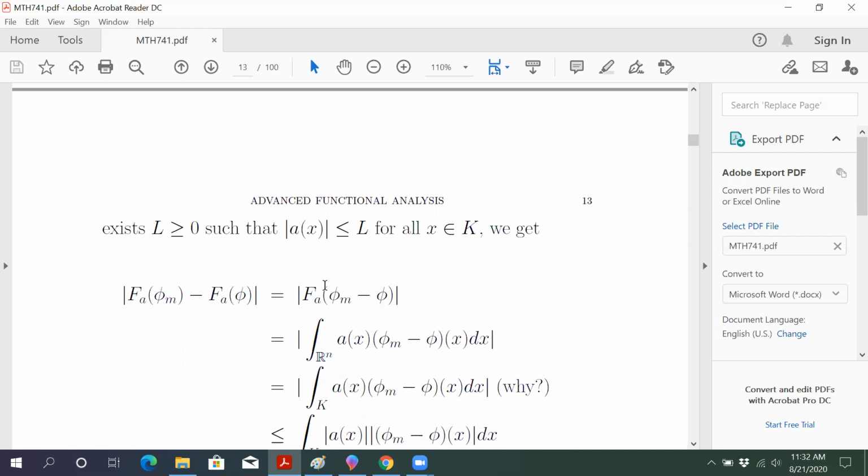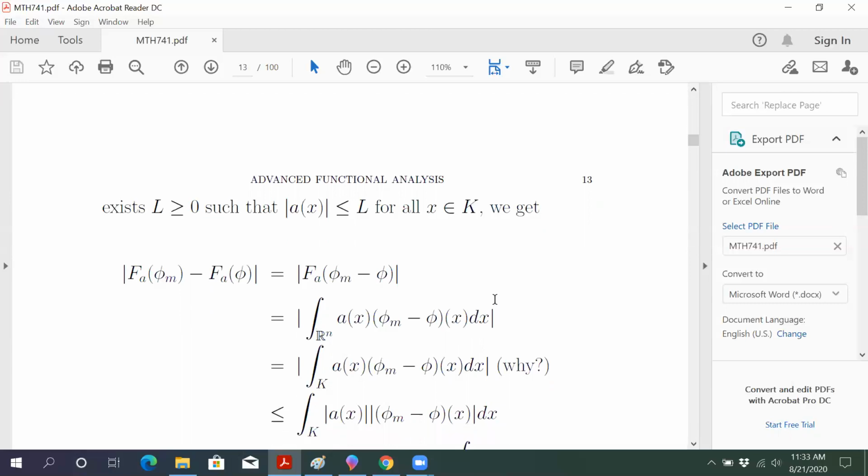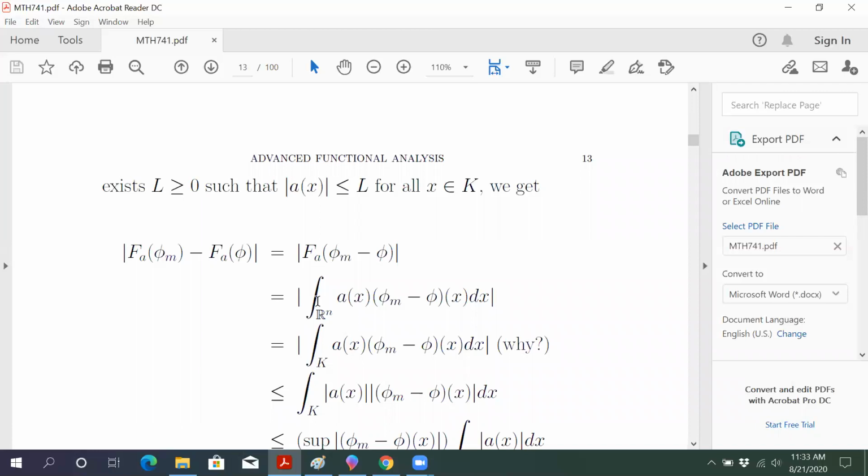Now look at this, the absolute value of F_A(phi_m) minus F_A(phi). Here we are using the linearity of F_A, so this equals the absolute value of F_A(phi_m minus phi), because prior to this we already showed that it's linear. Now, what is the formula of F_A? Integral, because phi_m minus phi is a test function, integral of A(x) times (phi_m minus phi)(x) dx. And look at this, this equals the integral on K. We have on R^n becomes on K. Why is it like that?